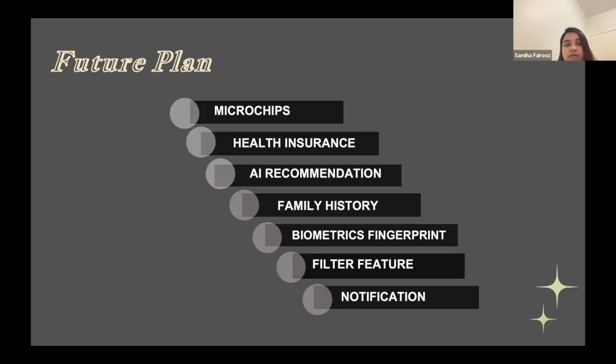Another vital part would be notifying clients about their next vaccination date so that people don't mix up their vaccinations, and when test results are posted onto the website.